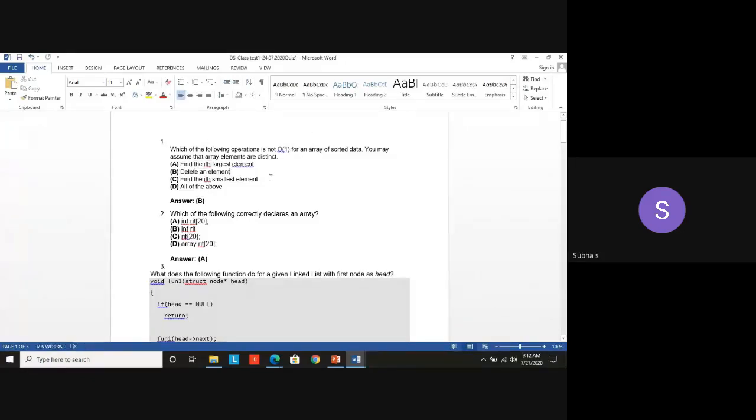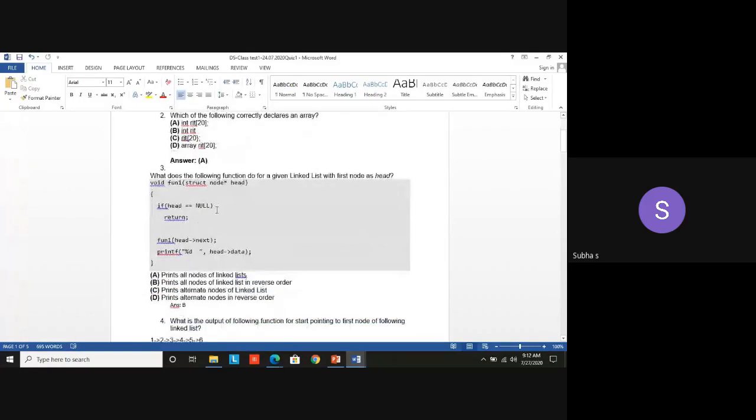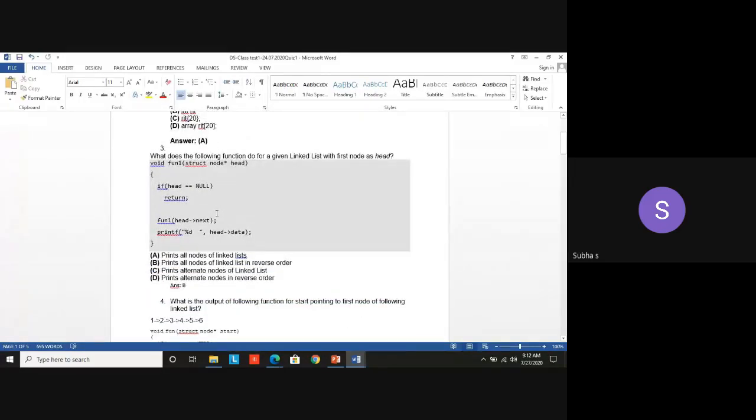Deleting an element. It won't be O of 1, it is O of n, because I have to search for the particular position, then only I can delete. Then array, very easy thing: data type, array name with size in square brackets. Option A. You just have a quick look.